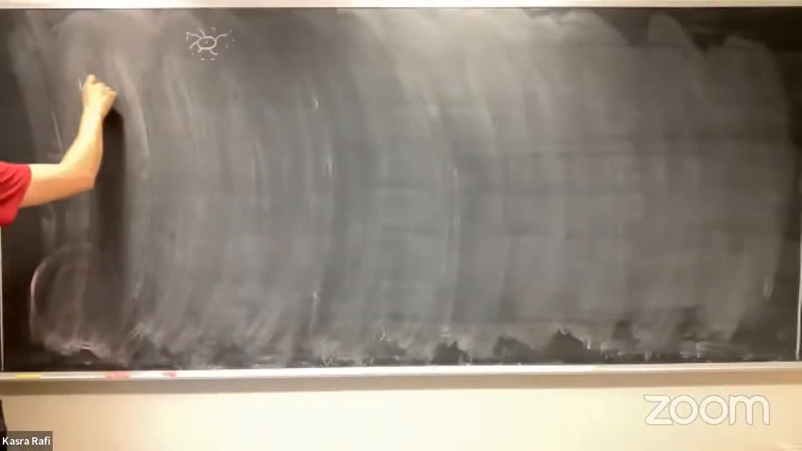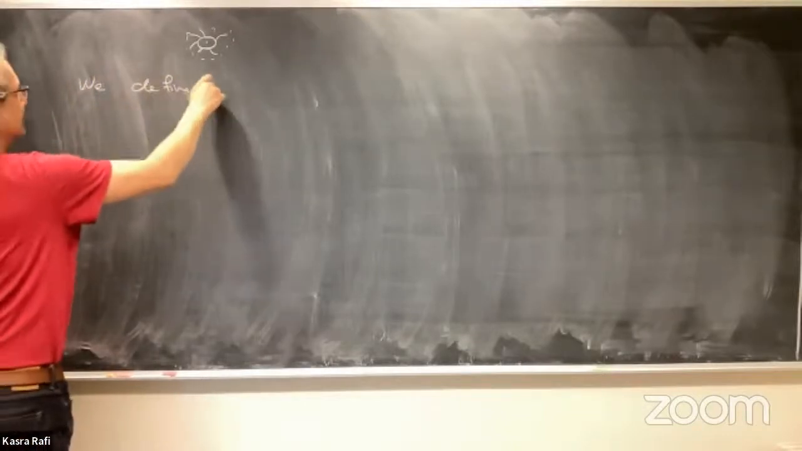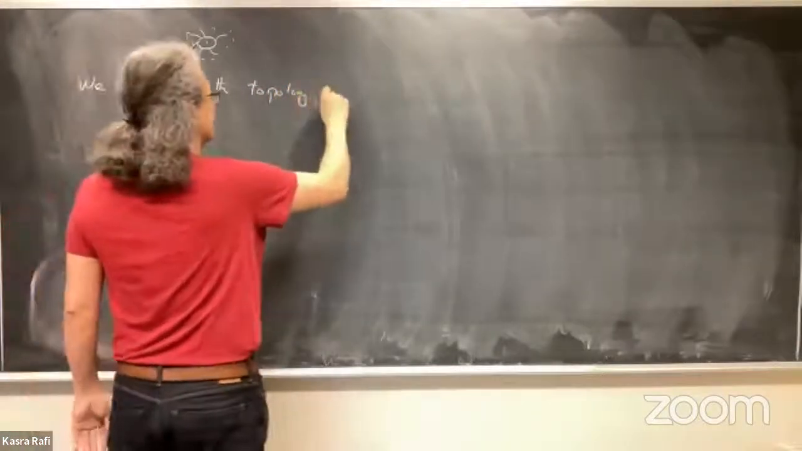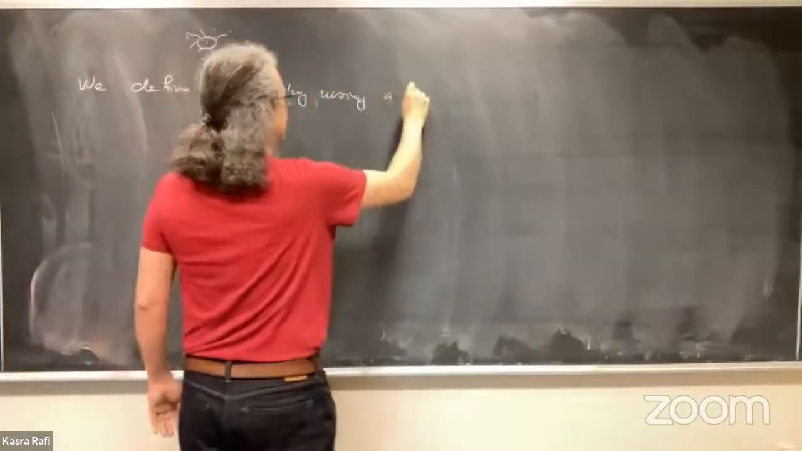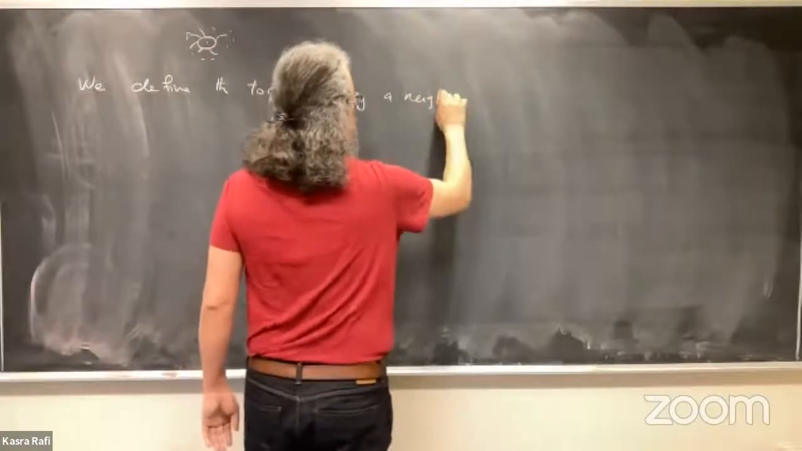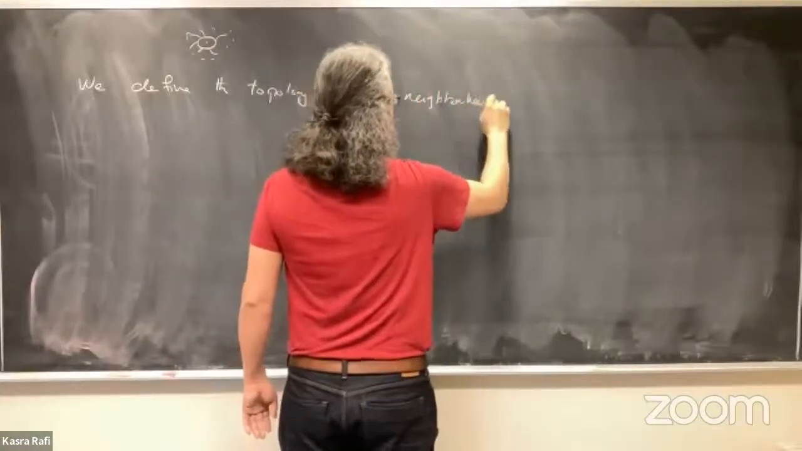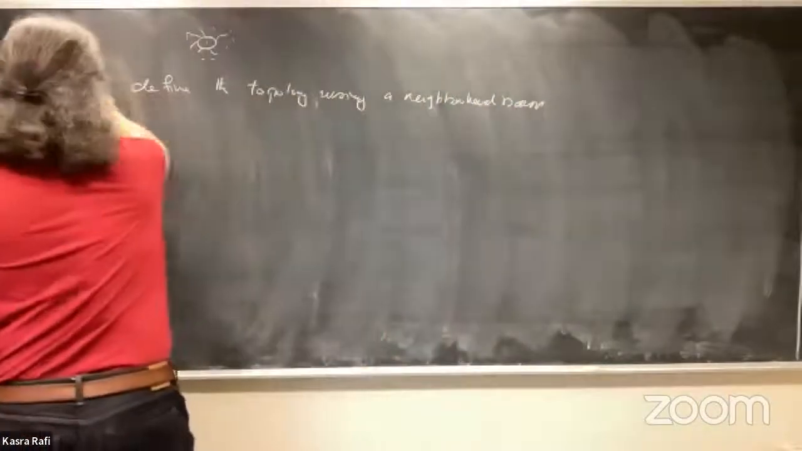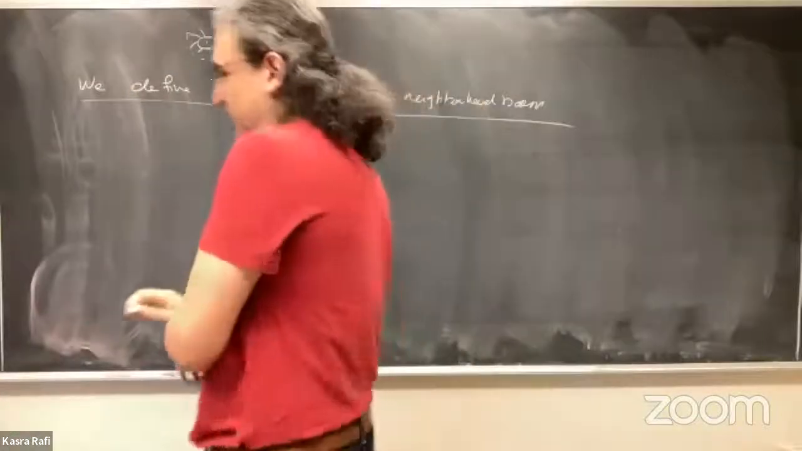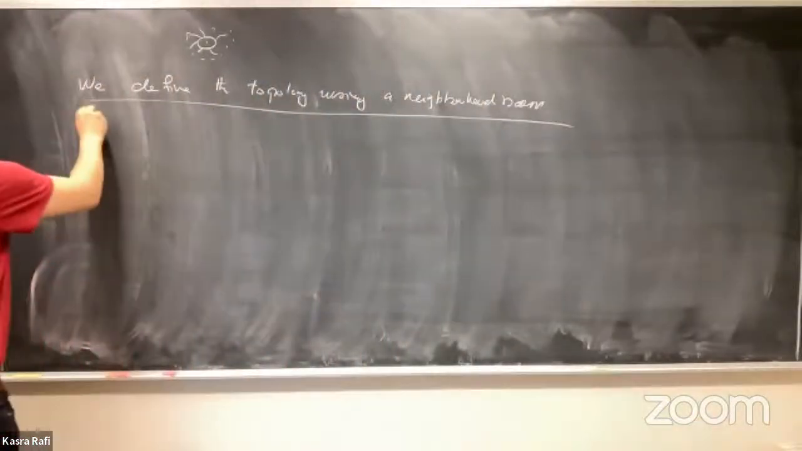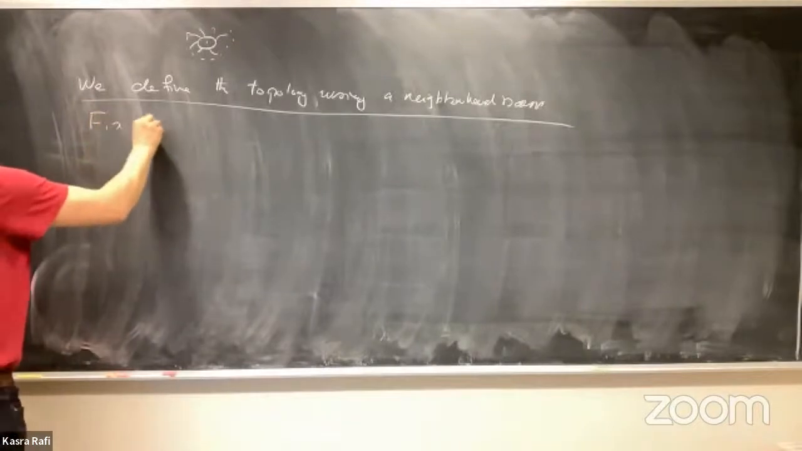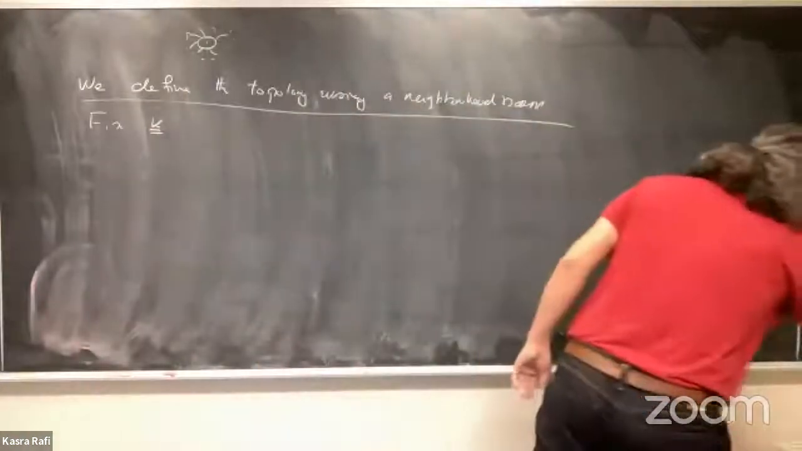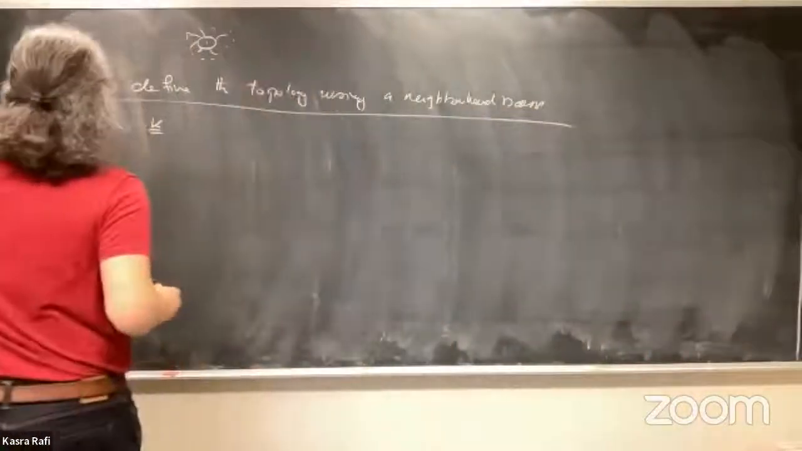Let me just say we define topology using a neighborhood basis. But I have to go kind of slowly. So first, let's see what the set is. So I fix kappa for now, right? Actually, forget about the fixing. Even before that, I need to do something.